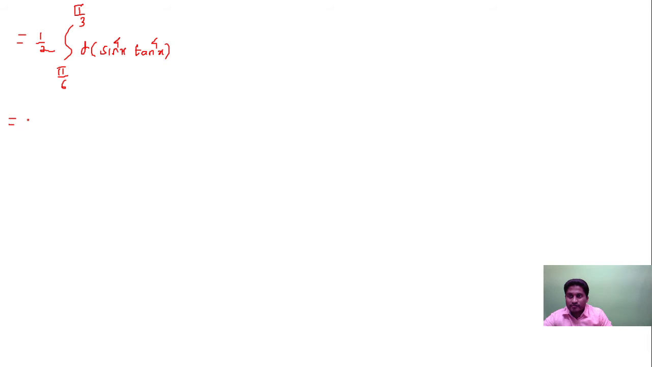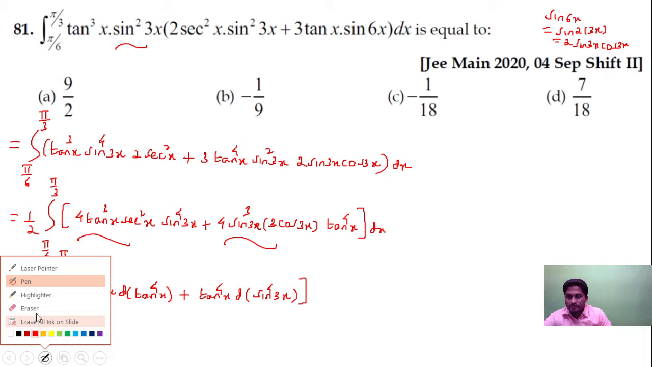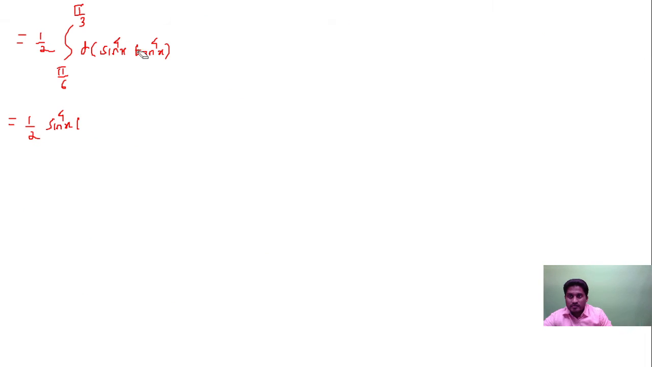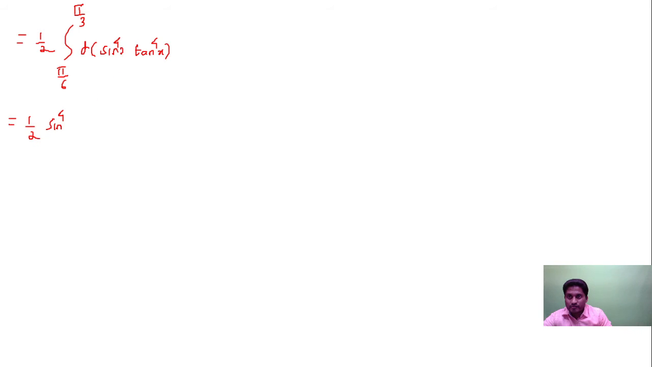So this is equal to half of integration of dx is x. So this is sine to the power of 4 3x into tan power 4x between the limits pi by 6 to pi by 3.